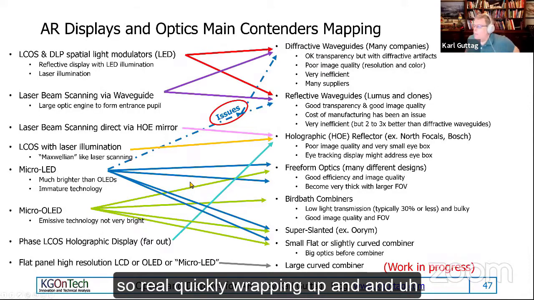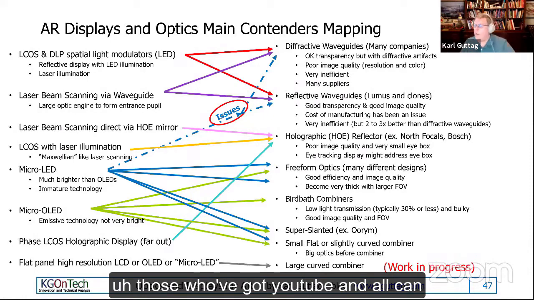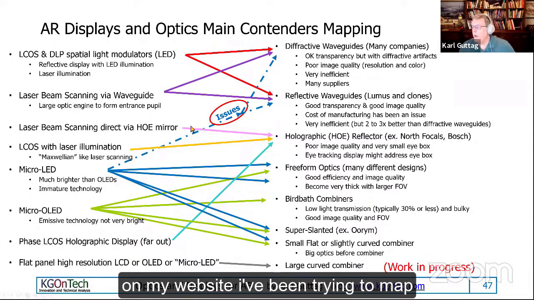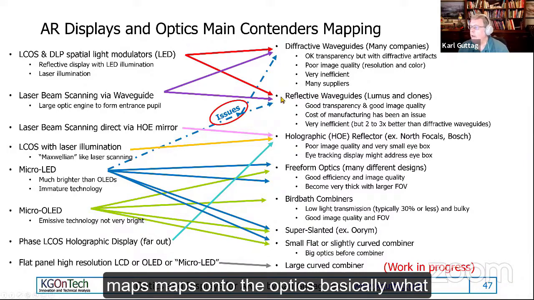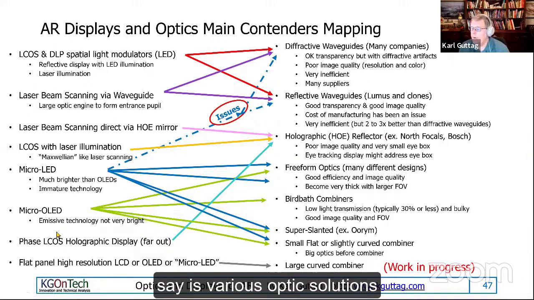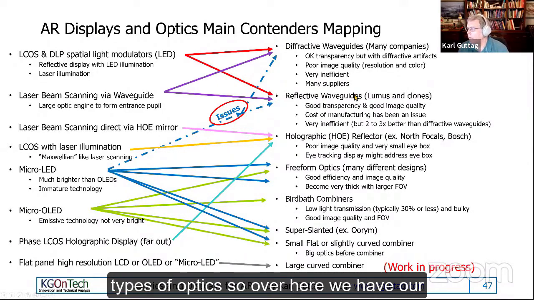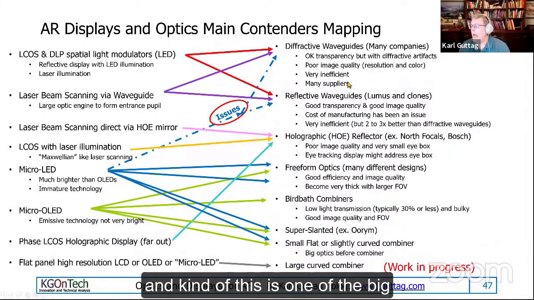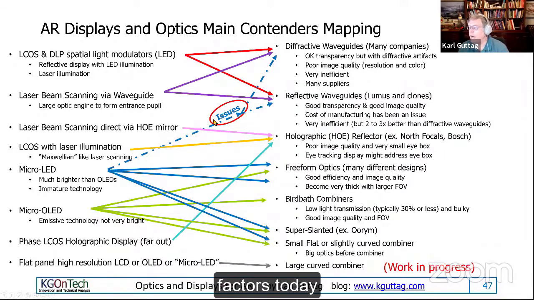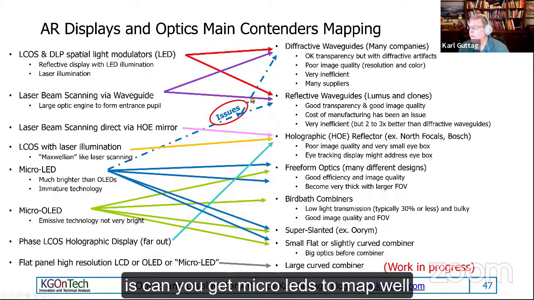So, real quickly wrapping up, those who've got YouTube can pick this up. It's also on my website. I've been trying to map out how the world of AR displays maps onto the optics. Basically, various optic solutions map onto various different types of display devices. Over here we have our optics, over here we have our display devices. And one of the big factors today is whether you can get micro LEDs to map well onto diffractive. There are issues, mainly this étendue issue.